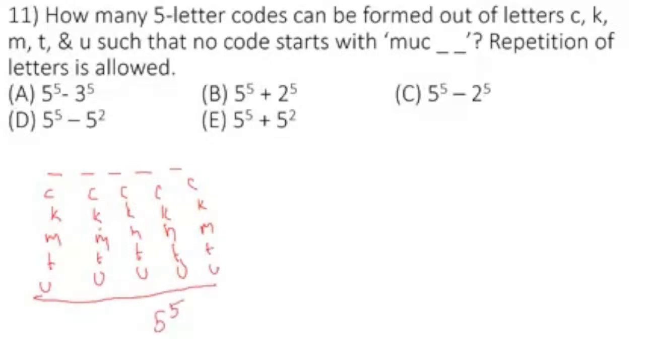Now what I need to remove here are the cases that start with MUC, whose remaining 2 positions are free. How many ways can I do this? Again 5 ways, again 5 ways. So the answer should be 5 power 5 minus 5 squared. So the answer is D.